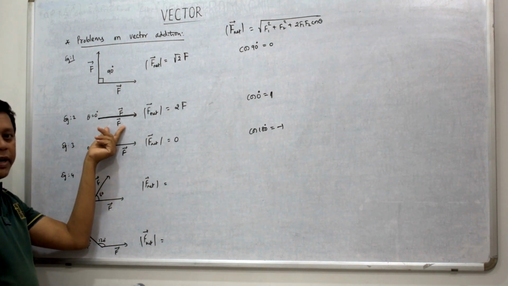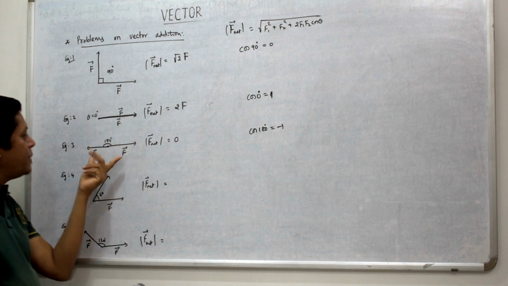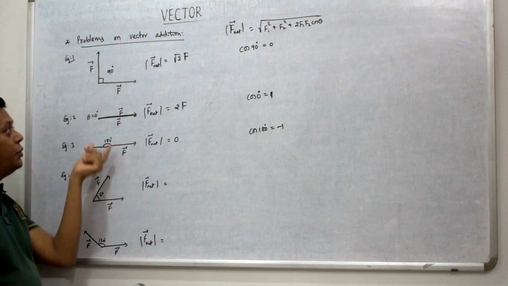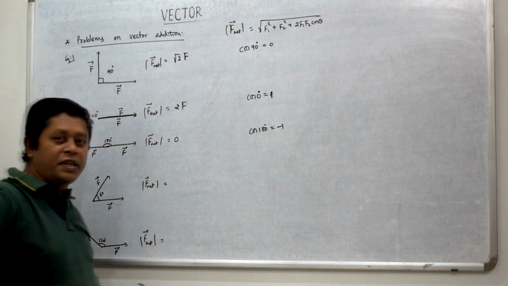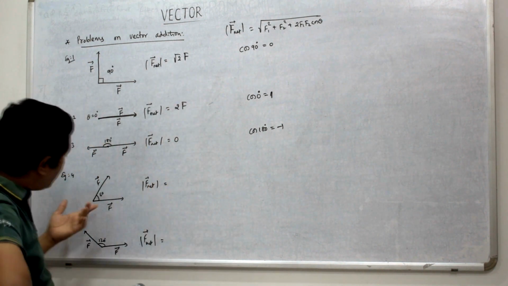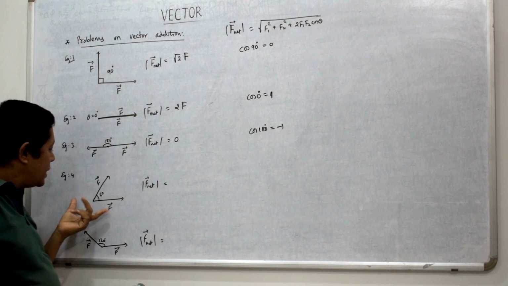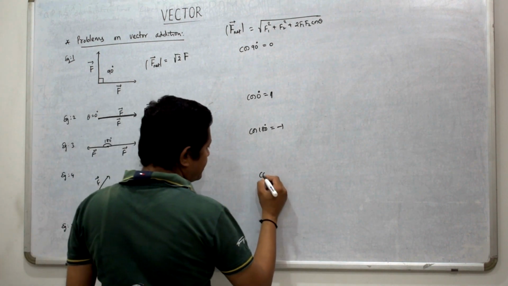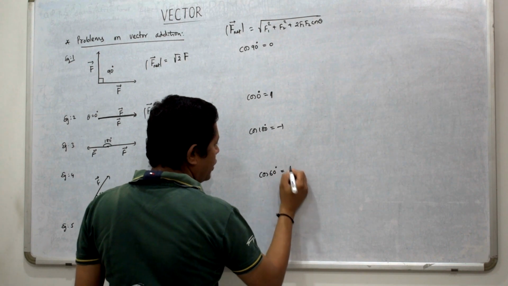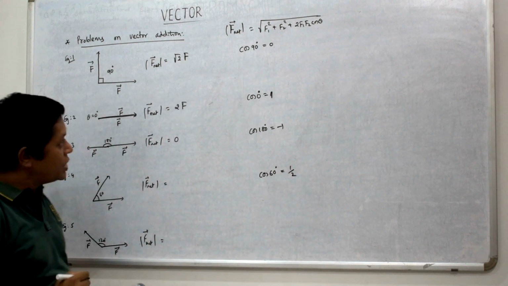See, for two vectors in the same direction, we are just adding the magnitudes. If they are in opposite directions, we are subtracting the magnitudes. If they are perpendicular to each other, according to the Pythagoras theorem, these three things are known. Apart from this, whatever the angle between the two vectors, let's say theta is 60 degrees. The value of cos 60 is 1 by 2.